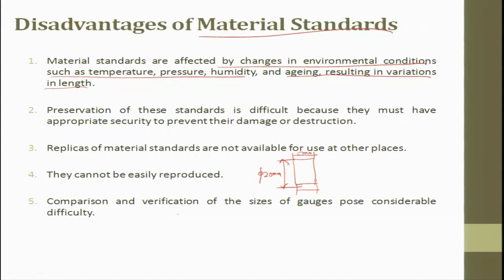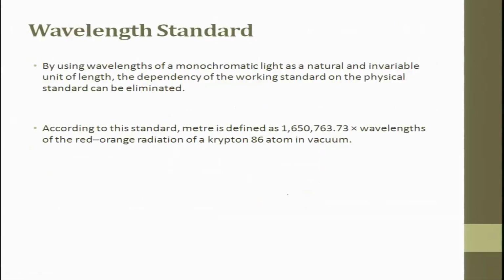The comparison and verification of the size of the gauges pose considerable difficulty, and if it is available at one place, all the calibration has to be done against this. So, it has to be moved, calibrated, and then moved to the other standards. So, the easiest way of doing it is wavelength standards.